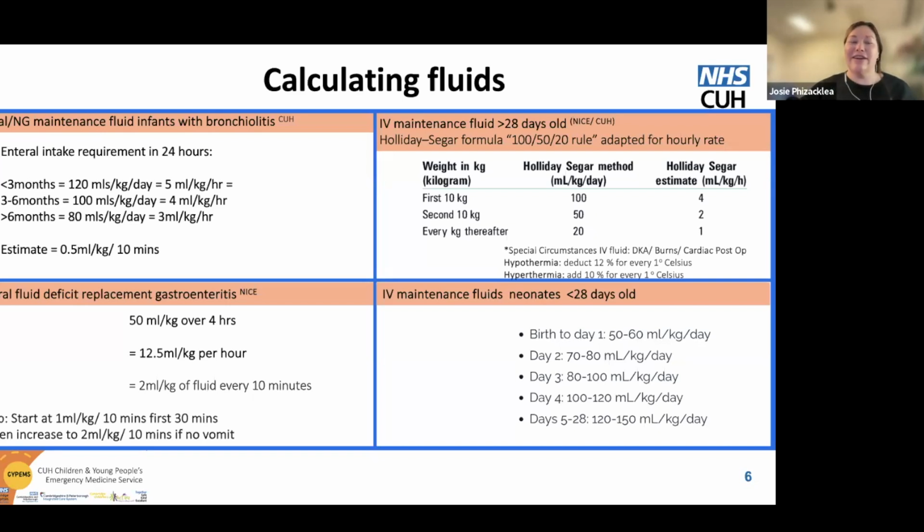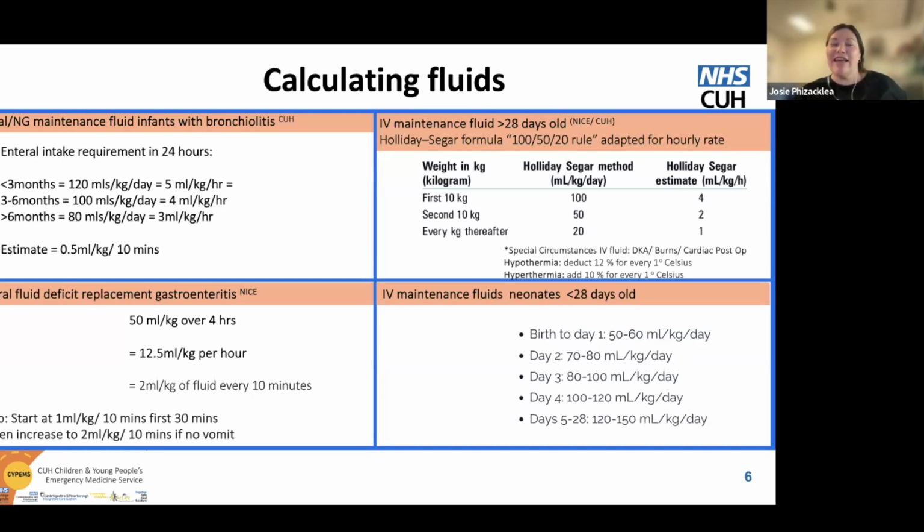A rough guide I would use is for bronchiolitis, 0.5 mL per kilo every 10 minutes. Whereas for gastroenteritis, I would initially start at 1 mL per kilo every 10 minutes for 30 minutes, see if they can progress on that, and then go up to the target of 2 mL per kilo if they haven't vomited. That would potentially be better tolerated than starting straight in at the higher volume. And if you manage to get them at that for a few hours, you're then on track to meet the NICE guidance to confirm they can take 50 mL per kilo over 4 hours.